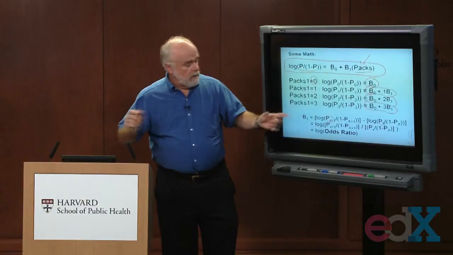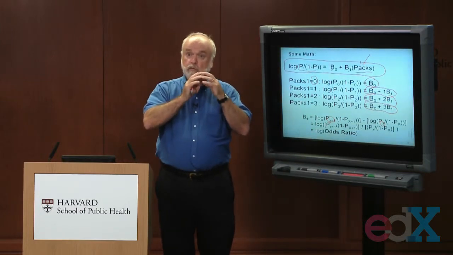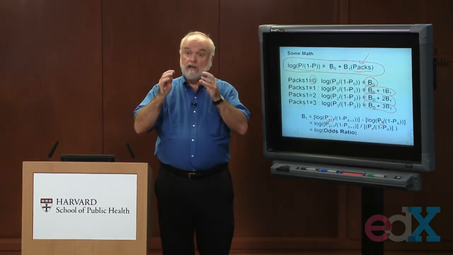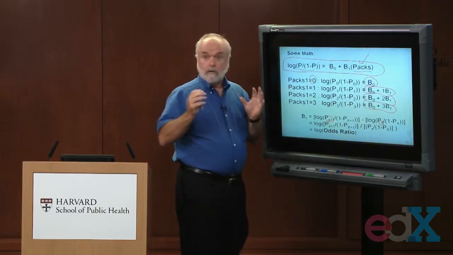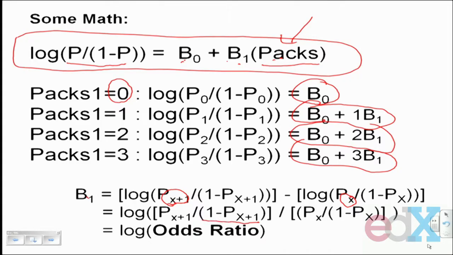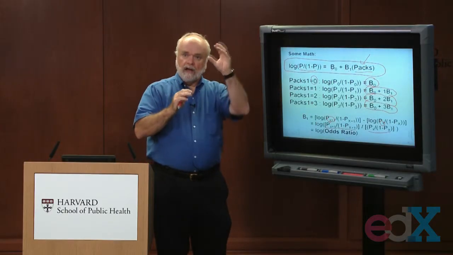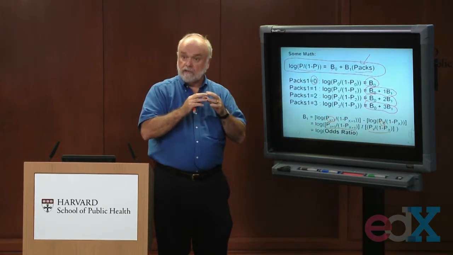Well, let's go back now to that slide that we had before. What we have down here is that B1 is the log odds of dying when you smoke X plus 1 packs a day minus the log odds of dying when you smoke X packs a day. That lower logarithm says that's equal to the log of the quotient. Well, what's the quotient? It's the odds of dying when you smoke X plus 1 packs a day divided by the odds of dying when you smoke 1 less pack, just X packs a day. Well, we've seen this before. Odds of dying for one group of people divided by the odds of dying in another group of people is what we call the odds ratio.